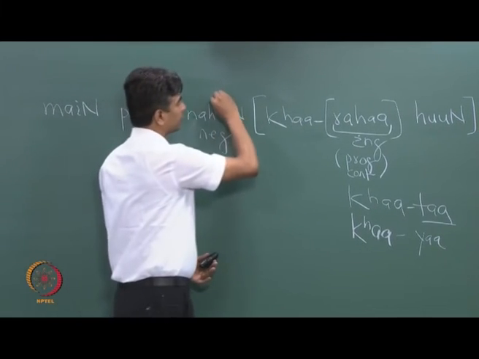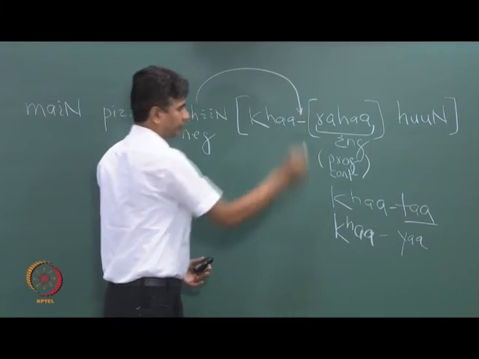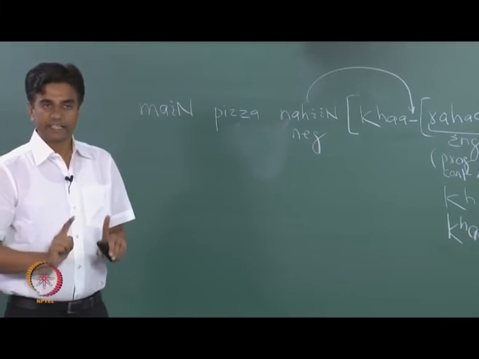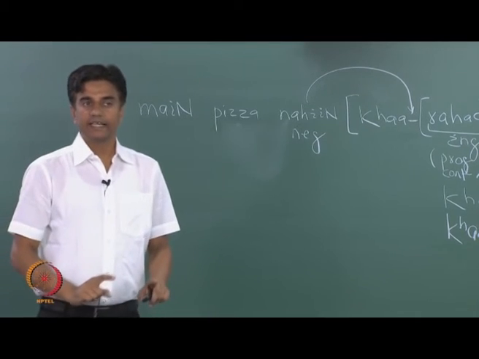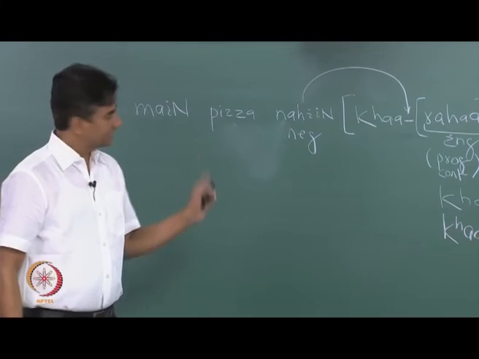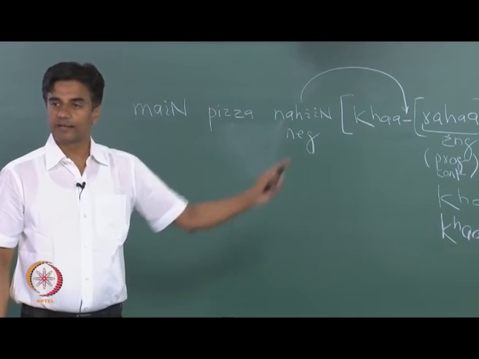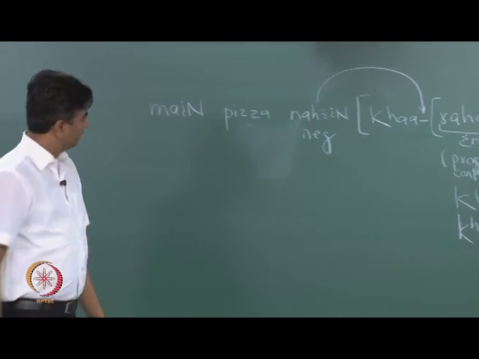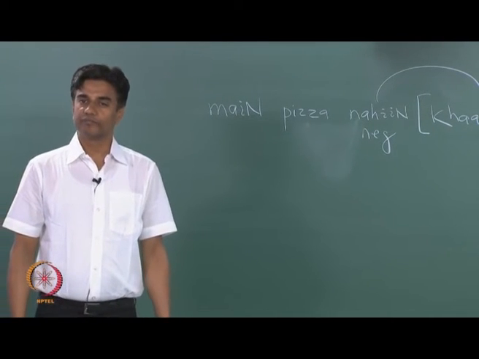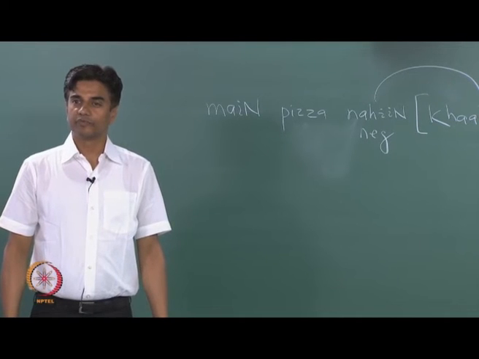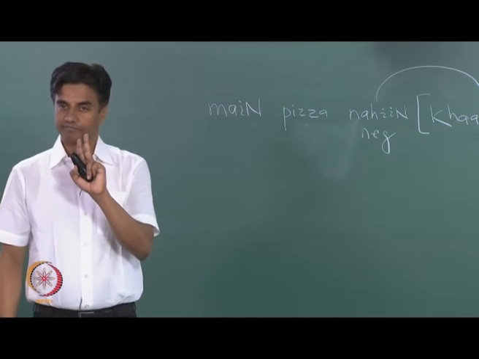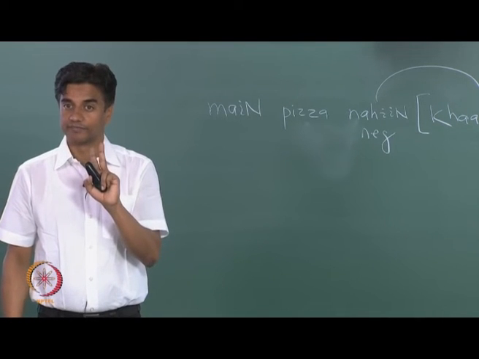It's possible to scramble the negative word there. Is it possible? When I ask you this question, what I mean is, is the sentence still grammatical if we scramble the word there? मैं पिज्जा खा नहीं रहा हूँ. Is it okay? Understand this? Still it is ambiguous. Keep in mind, it's still ambiguous.